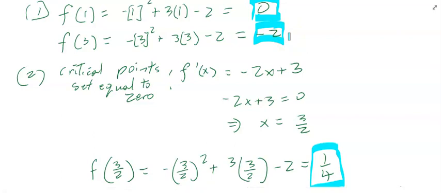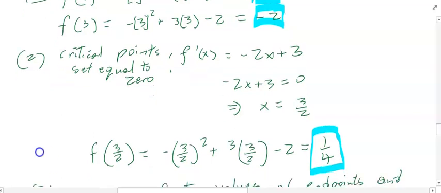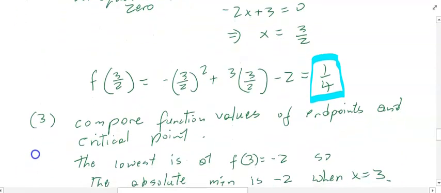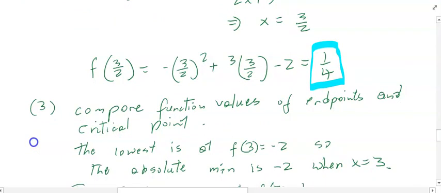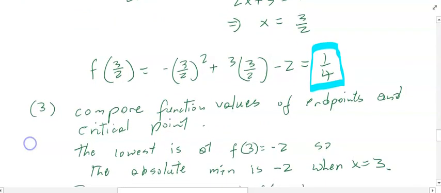Which of these is the largest? The one that is the largest will be our absolute maximum. Which of these is the smallest? The smallest of these will be our absolute minimum. So we compare the function values of the endpoints and at the critical point. The lowest of these is at f of 3 equals -2.